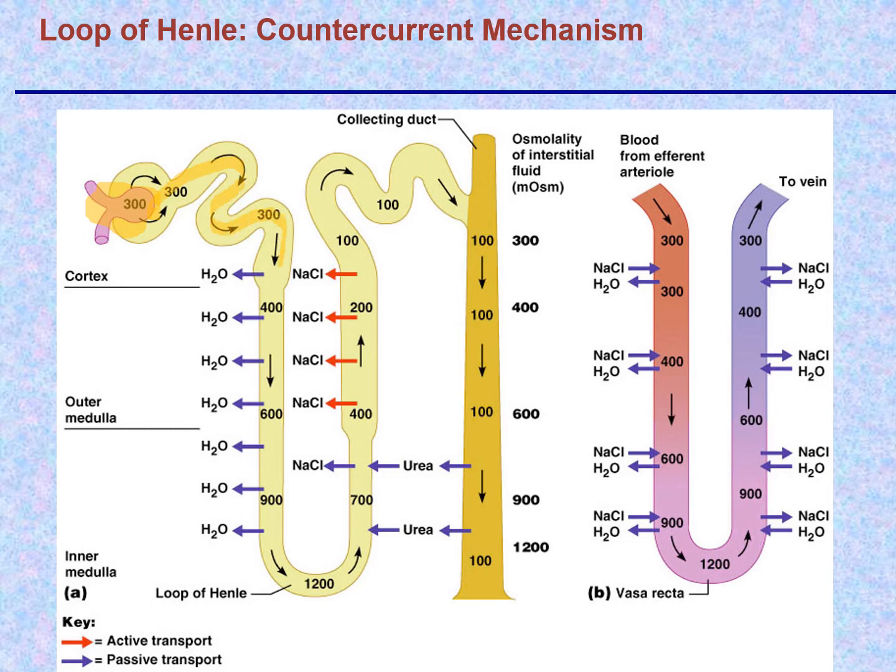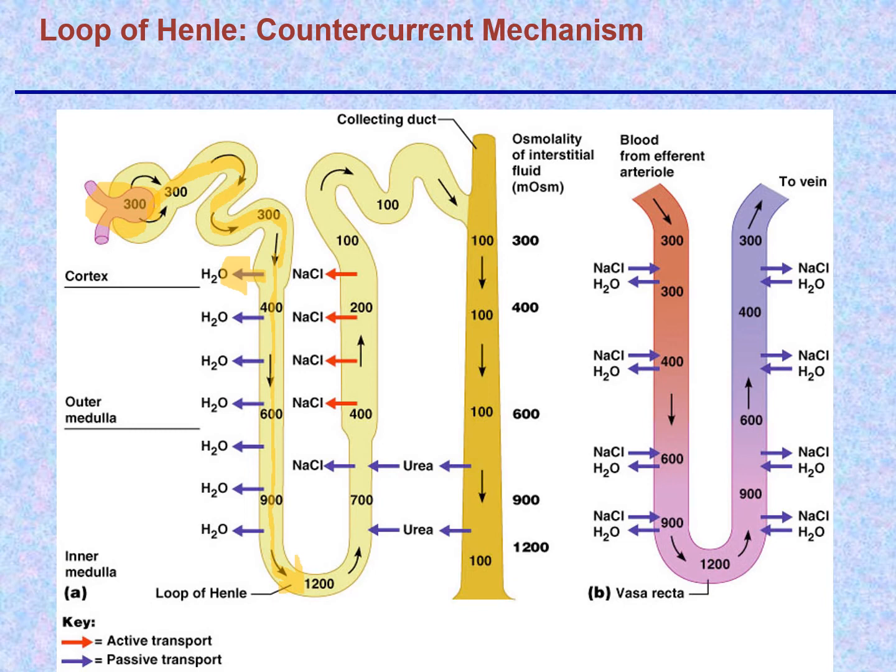But once it gets into the descending limb of the loop of Henle, water can move out by osmosis. It is permeable to water, but not solutes. And therefore, as the water gets drawn out, as it goes down into that tissue that has surrounding higher osmolality, water is pulled out by osmosis, and the osmolality of the filtrate rises as high as 1200 right down at the bottom of the loop of Henle.